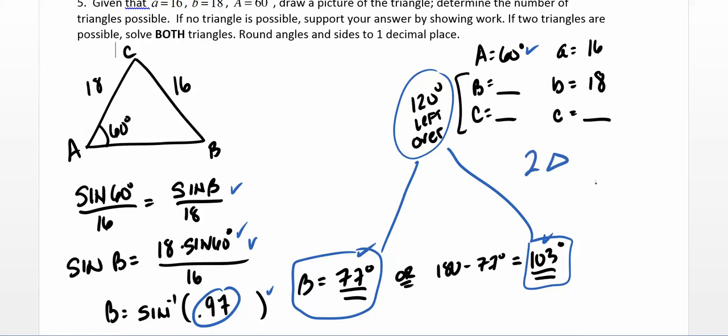So if we have two possible triangles, we have to solve both of those triangles, as it says right up there. So what I'm going to do is solve one triangle, assuming that B is 77 degrees, and then solve the other triangle, assuming that B is 103 degrees. So let's do the first one.